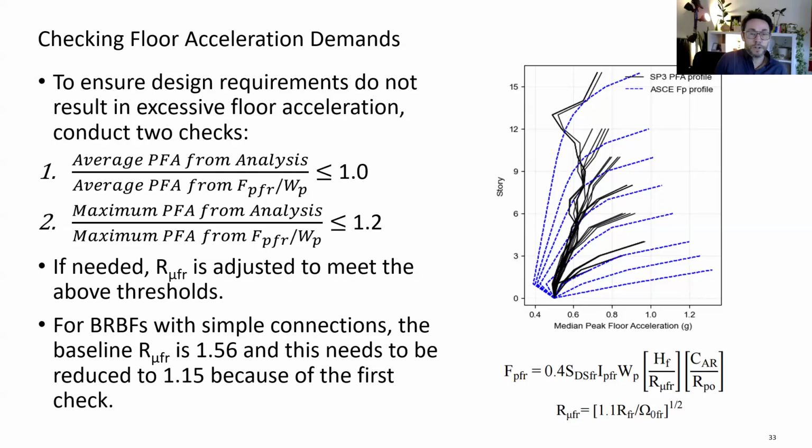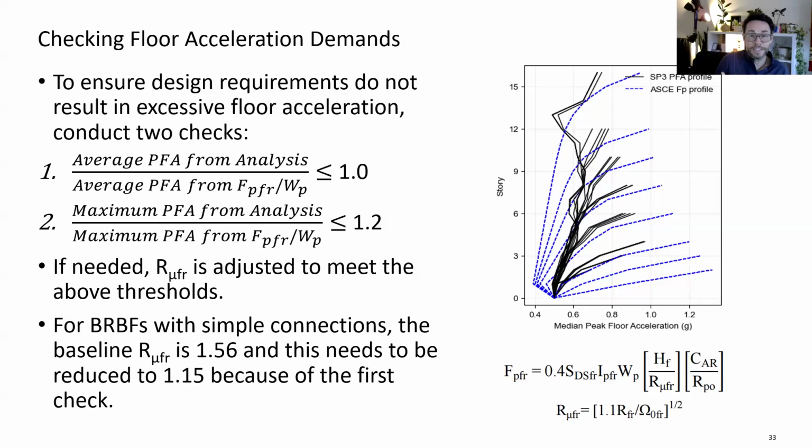Now, the second check that we do, or the second ratio that we compute, is the maximum PFA across the building height from analysis, normalized by the maximum PFA from FPFR. So we check the first ratio against a limit of 1 and the second one against a limit of 1.2. And then if needed, we adjust our MUFR to satisfy these criteria. So for buckling restraint brace frames with simple connections, the baseline RMUFR is 1.56. This is one that you can effectively just derive from the RFR and the overstrength factors you can see in the bottom equation on the right.